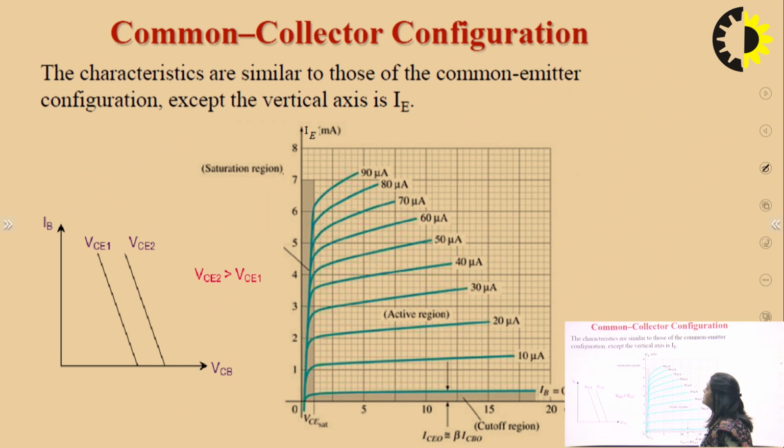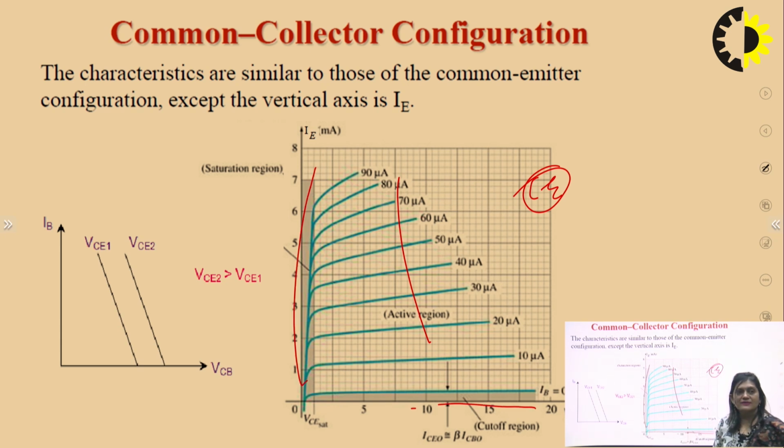So these are the input and output characteristics of the common collector configuration, which is also an emitter follower. Here we can see these characteristics are very much similar to the common emitter configuration. This is the active region, this is the cutoff region, this is the saturation region. So everything is almost the same here.